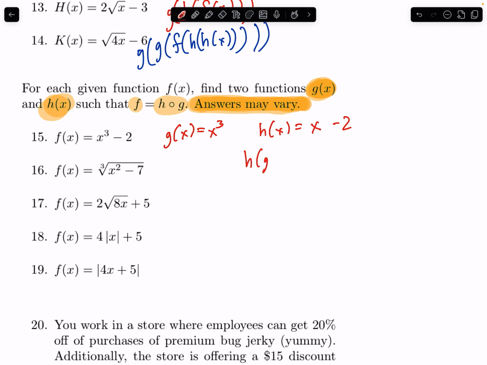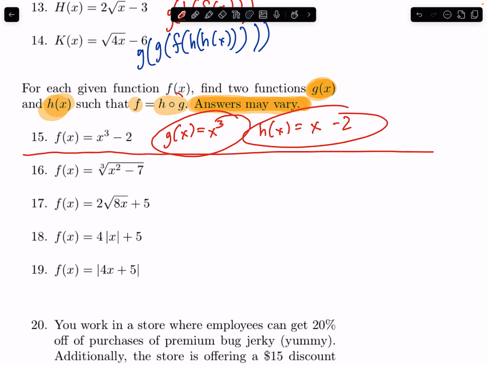Now as a quick check, let's do h of g of x. G does cubed, right? And then now I apply h. It's going to input whatever I gave it and subtract 2. And that's exactly what I was looking for. So that's it. The decomposition is stating these two functions so that h of g is the thing that I'm after.